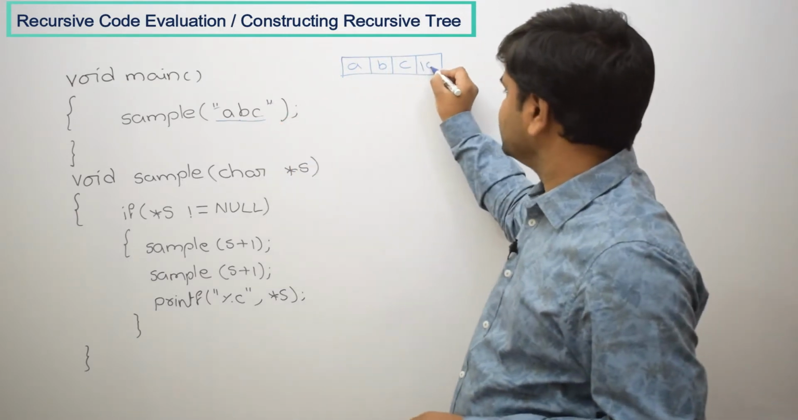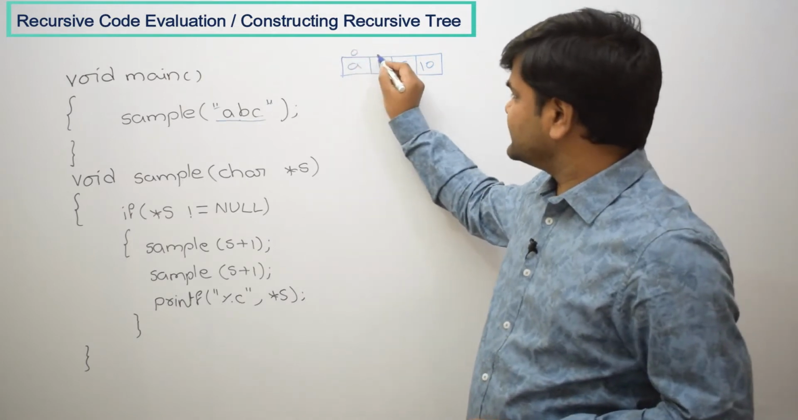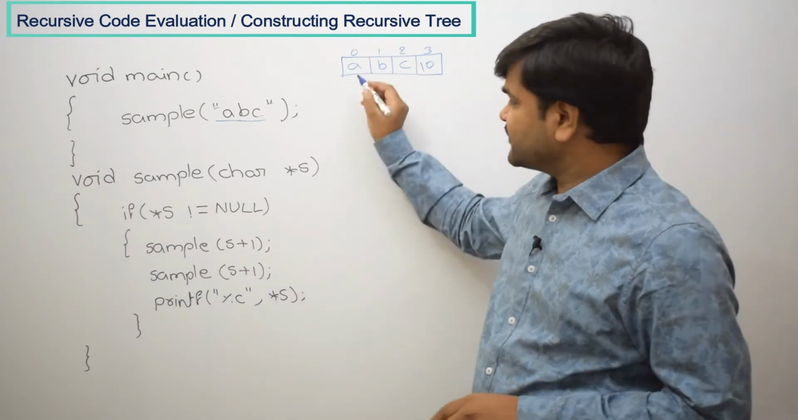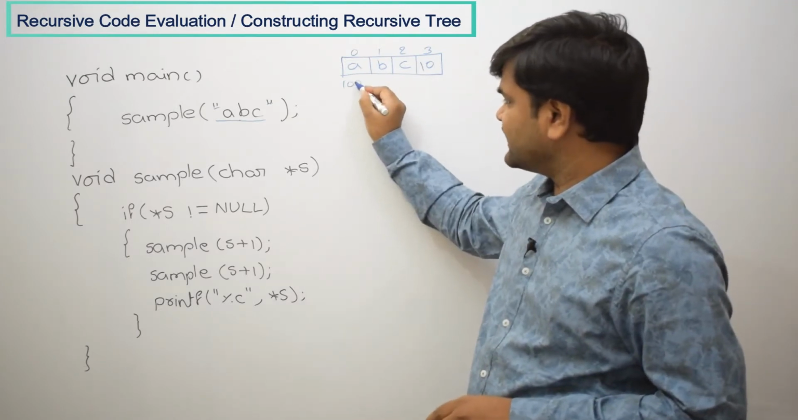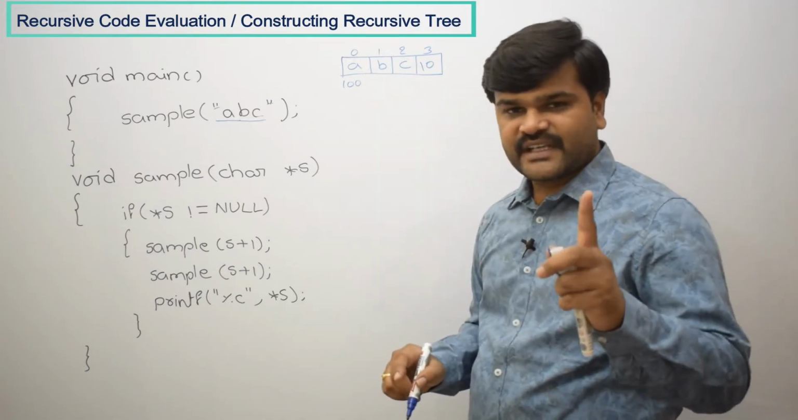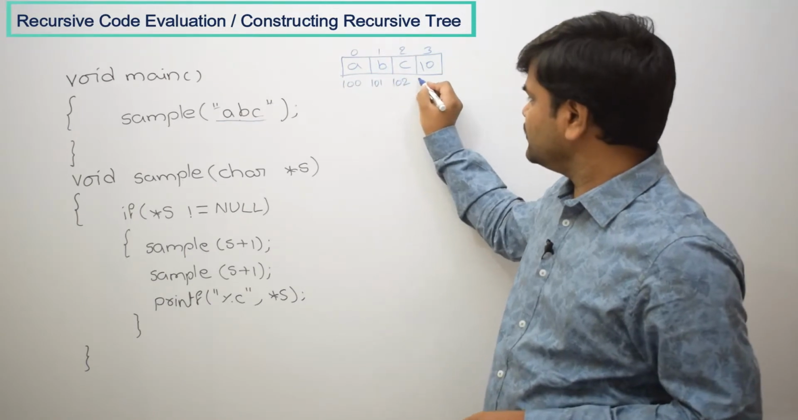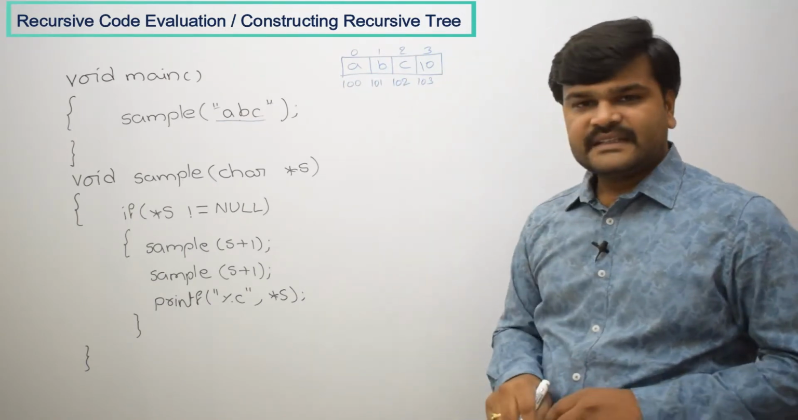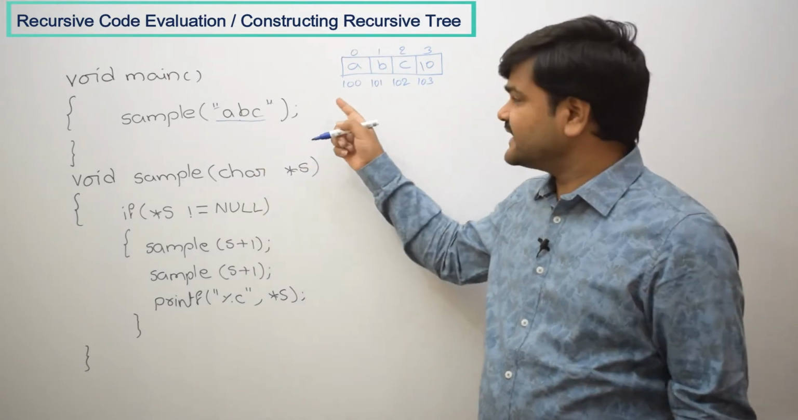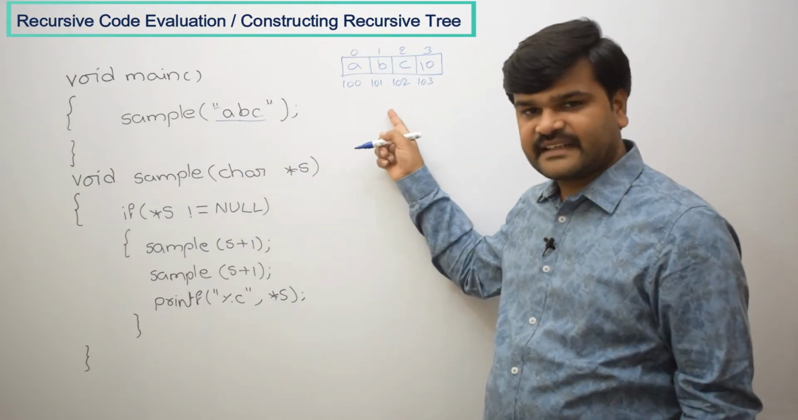The null character is also going to be stored, and this is index 0, because it is an array, then 1, 2, 3. Not only this, we are going to take addresses also. We are starting with 100. Because it is a character, it is going to take 1 byte, so the next memory locations are 101, 102, 103. So whenever it is a string constant, first it is going to create a character array and then store that string in that character array.